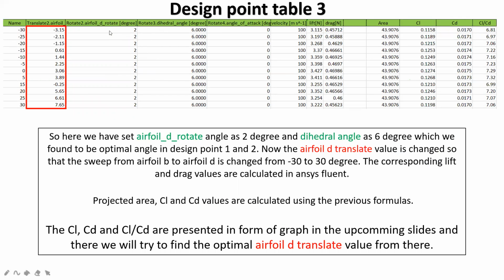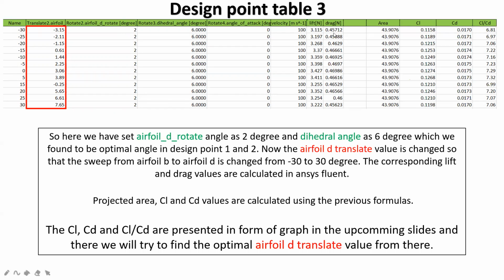So this is design point table 3. Now we have kept the airfoil D rotate optimized angle as 2 degree, and we have kept the dihedral angle optimized at 6 degree. Now we are changing the translation of the airfoil. These are the values of the translation that we are doing, which changes the sweep from airfoil B to airfoil D from minus 30 degree to positive 30 degree, with an increment of 5 degree each time. This is the sweep of the airfoil.